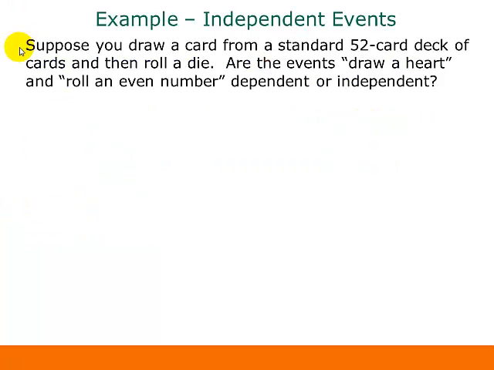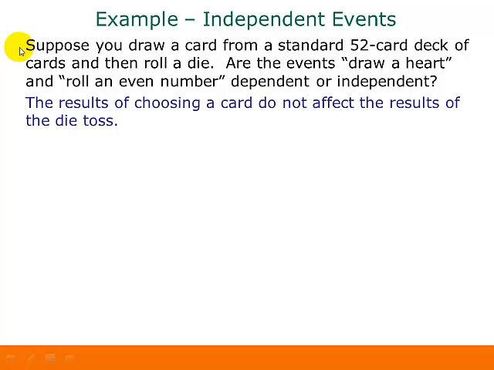Here's an example. Suppose you draw a card from a standard 52-card deck of cards and then roll a die. Are the events draw a heart and roll an even number dependent or independent? If you think about drawing a card and rolling a die, the results of one don't affect the other. So the results of choosing a card do not affect the results of the die toss. That means that these two events are independent.